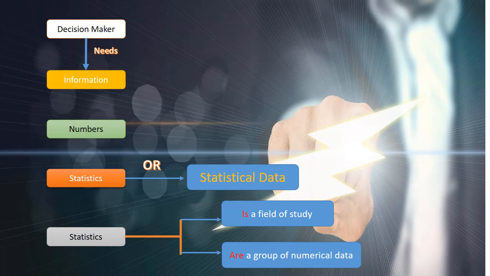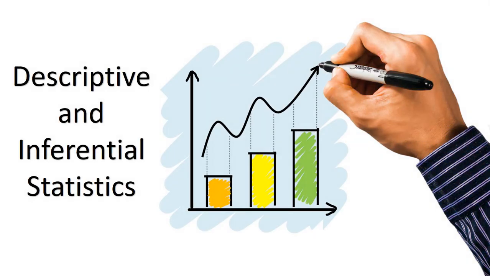The term statistics refers to two different meanings. One, statistics is a field of study, and also statistics are a group of numerical data. Descriptive and inferential statistics: basically, the discipline of statistics is divided into two main categories or parts. Number one is descriptive statistics, and number two is inferential statistics.